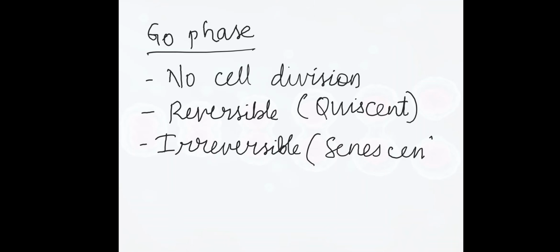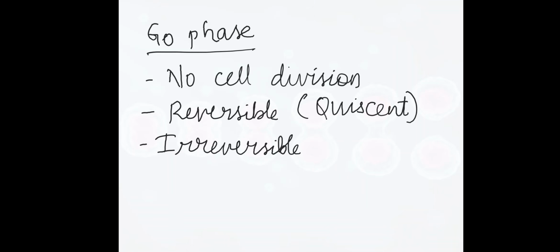There is another phase, that is G0 phase. In this phase there is no cell division. No cell division happening. Then what is it? So it is an arrested state. There are two states of G0 phase, that is reversible and irreversible. Reversible is also known as quiescent stage, and irreversible is known as senescent stage.